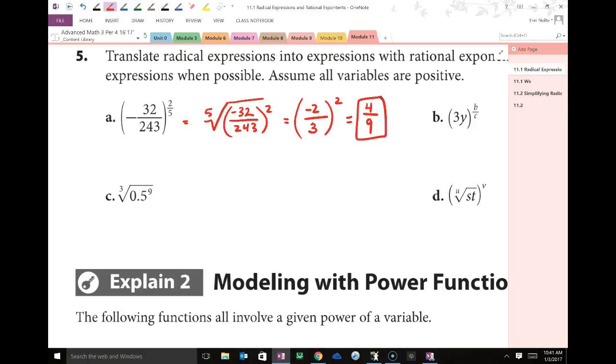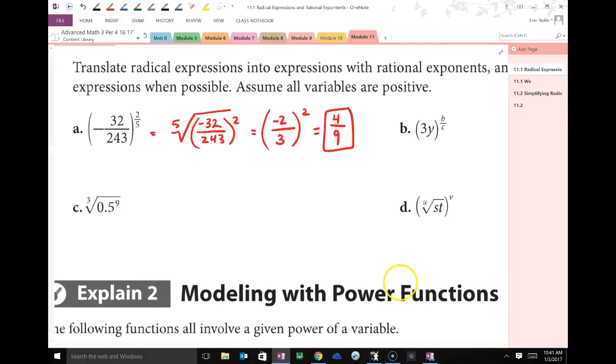I will tell you that working with fractions on this is so much easier than working with decimals. Yeah, I was just looking at C. I was like, yeah, that's a perfect example. Yep, that's what I'm going to do.